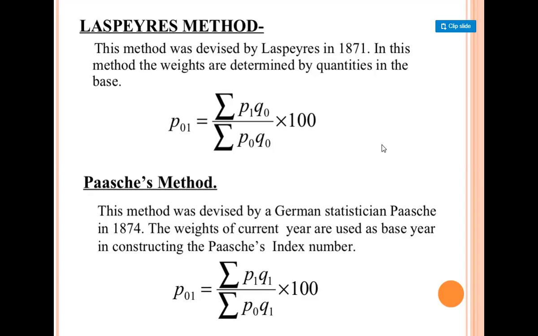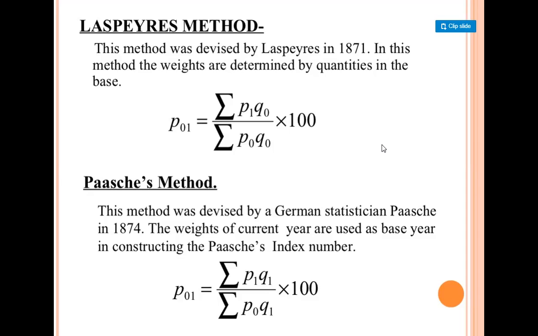Then next one, Paasche's method. This method was devised by the German statistician Paasche in 1874. The weights of the current year are used as the base year in constructing the Paasche's index number. So here again the notations are the same. Paasche's index number notation is P01 equal to summation P1 Q1 by summation P0 Q1 into 100.